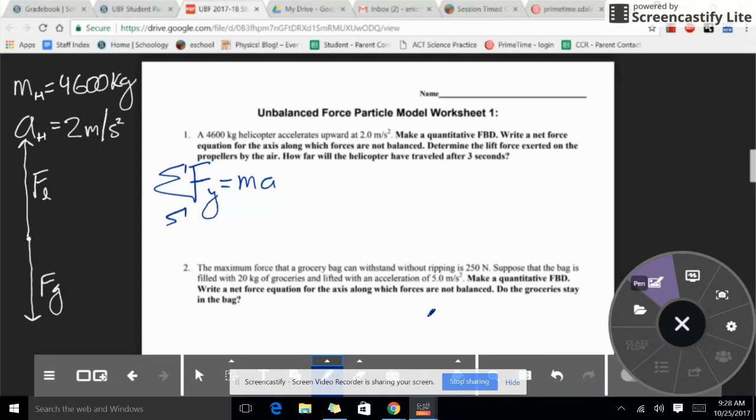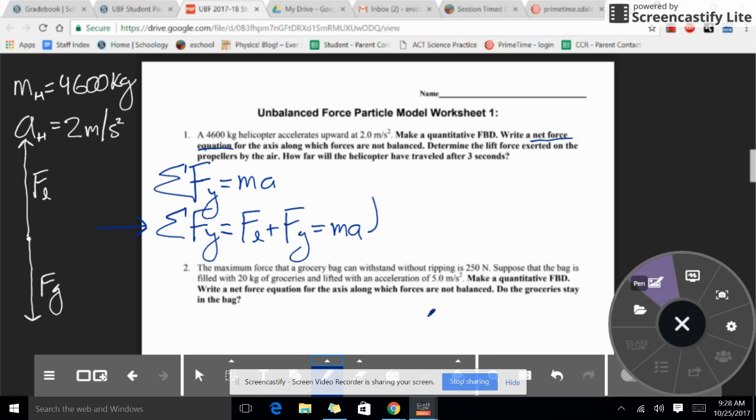Let's think about the actual forces that I have. So I know the sum of the forces in the y direction is this adding force of lift to force of gravity, which is going to equal ma. This is our net force equation. This is what you will be expected to write on tests. Okay? Cool. Still want to be able to figure out lift force, so I think I need to do a little algebra and start filling in my equation.